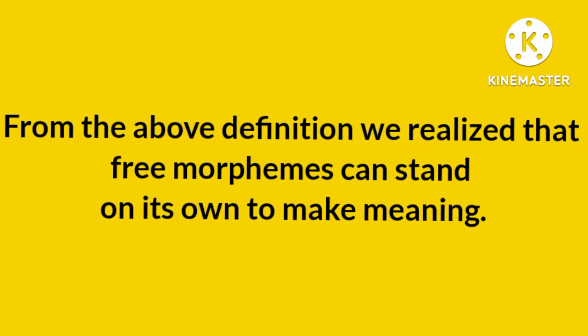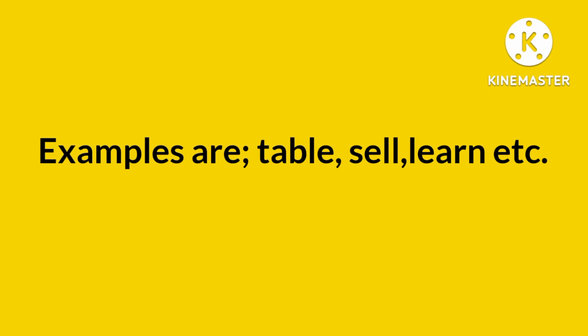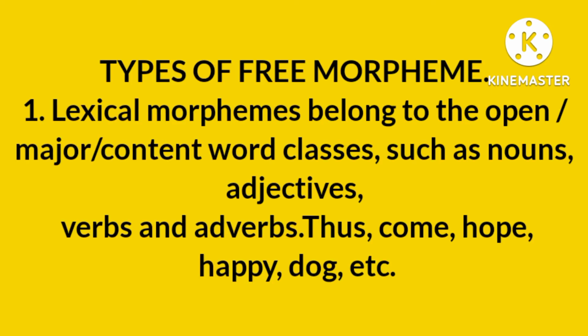From the definition above, we realize that free morphemes can stand on their own to make meaning. They don't need anything or any other words to be attached to them, or they don't need to be put into a sentence before they make meaning. They make meaning on their own. Examples of such morphemes are table, sell, learn. According to the examples given, we can see that table makes meaning on its own, sell makes meaning on its own.